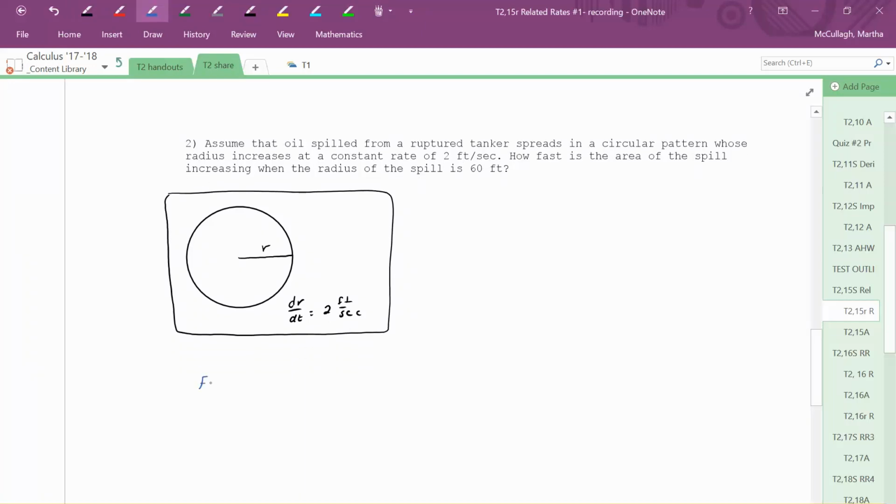I would again want to figure out what is it I'm trying to find and when. Well, I'm trying to find how fast is the area of the spill increasing. So I'm looking for a rate, so it must be a derivative of some kind. So it must be in the form d something dt, and the d something is how the area changes, dA dt, when the radius of the spill is 60 feet, when r equals 60 feet.